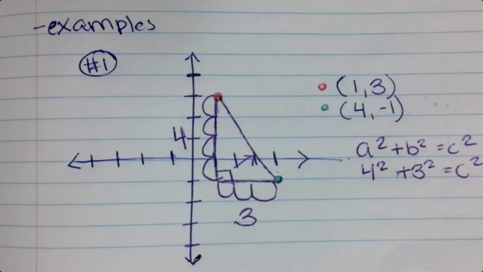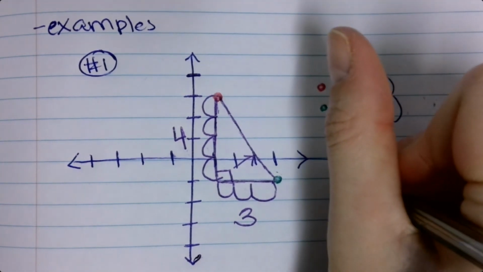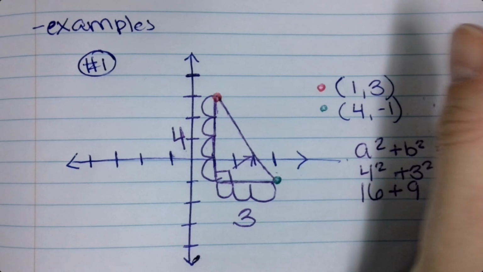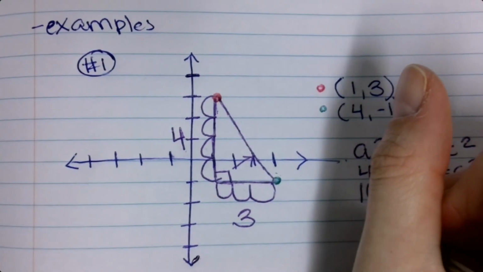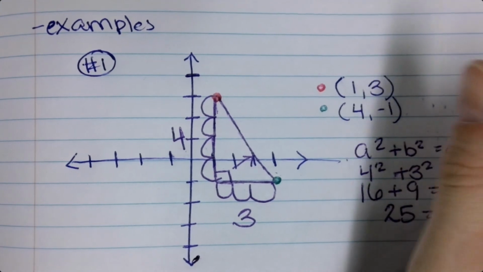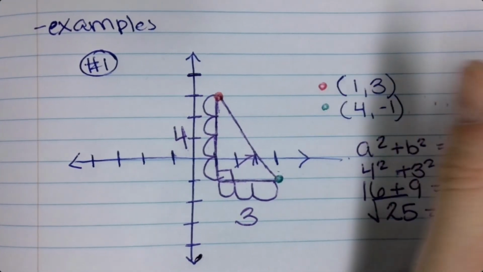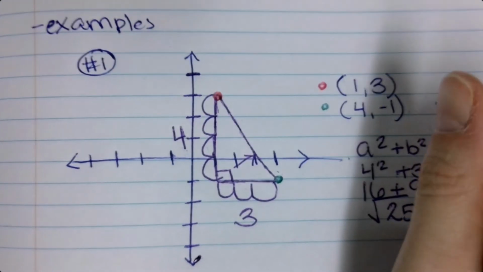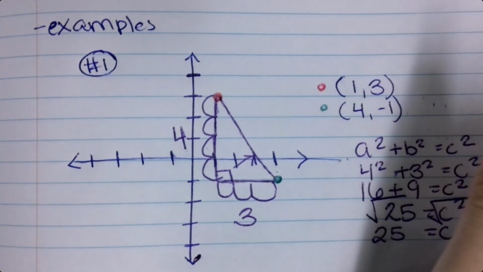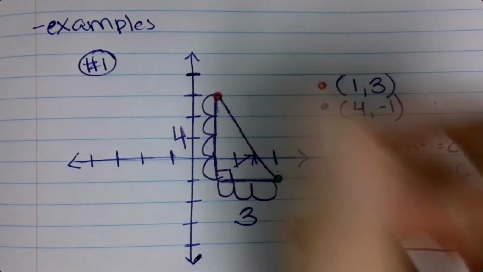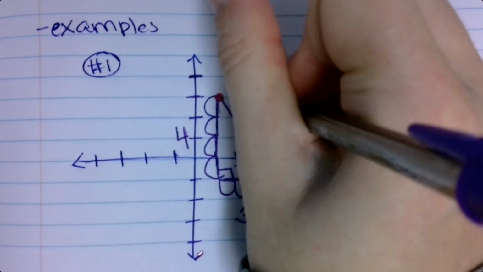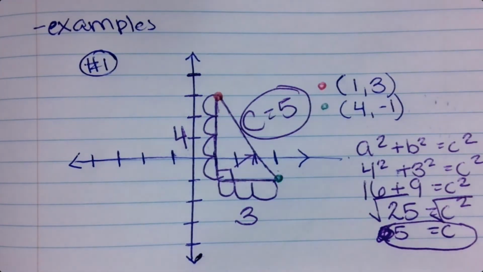So again, square both numbers, add them together, take the square root. 4 squared is 16. 3 squared is 9. That's going to equal c squared. 16 plus 9 is 25 equals c squared. Square root both of those, and c equals the square root of 25. C equals 5. So my c in this case equals 5.